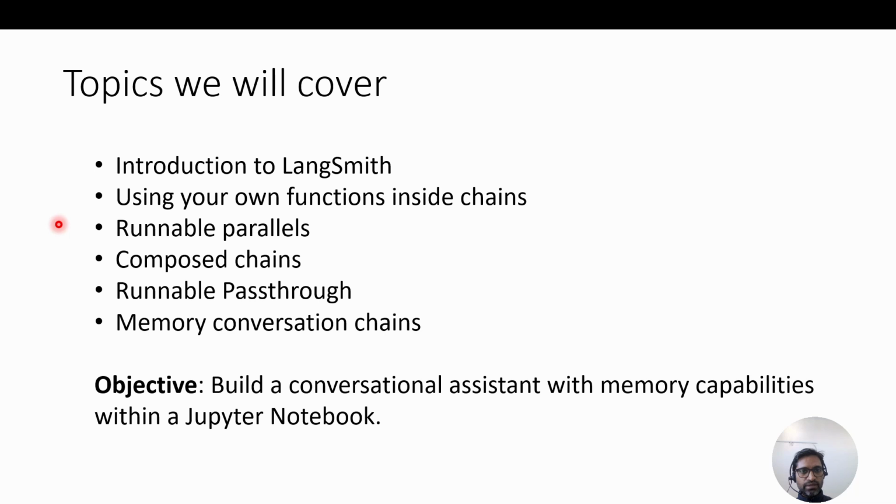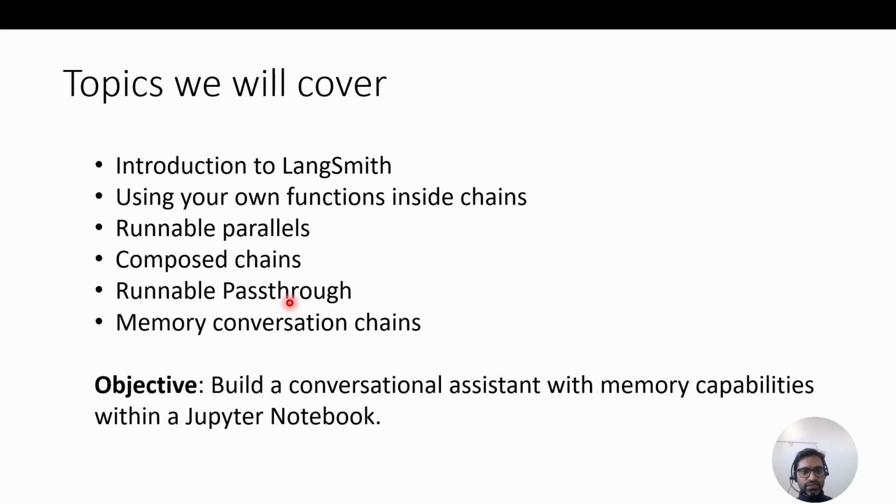Then runnable parallels, meaning how we can run different chains or different components in parallel. We will see the runnable parallels, the composed chains, runnable pass through, and how we can manage memory in the chains, right? Because LLMs are memoryless, they don't have any memory. Every time you have to pass the full text, and it will do the completion. So we have to manage the memory in our application.